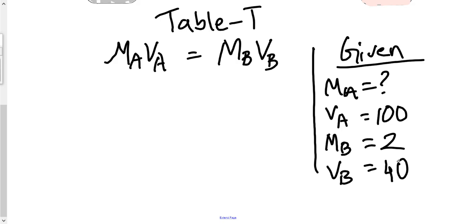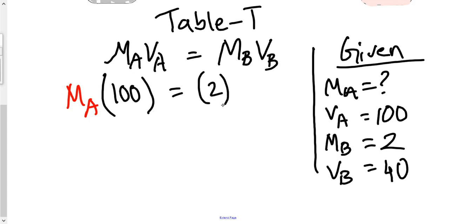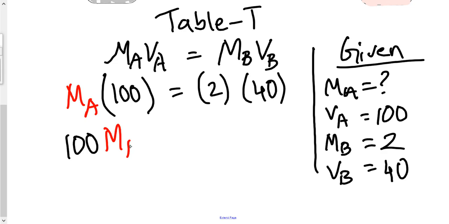So now I'm solving for Ma, which is the concentration of the acid. I'm just going to replace the symbols with values. So Va would be 100. Mb is 2 and Vb is 40. So 100 Ma equals 40 times 2, which is 80.